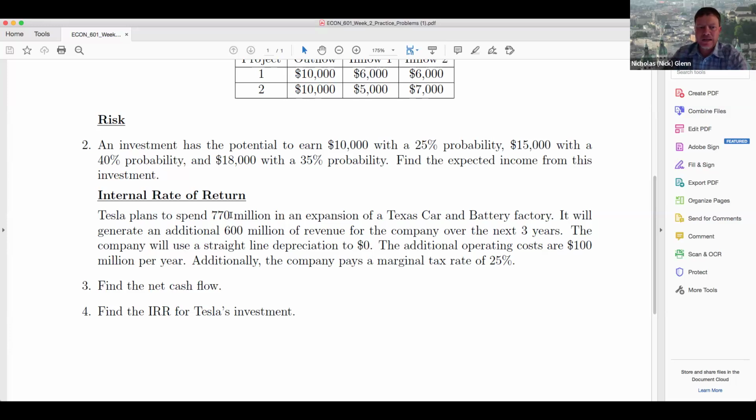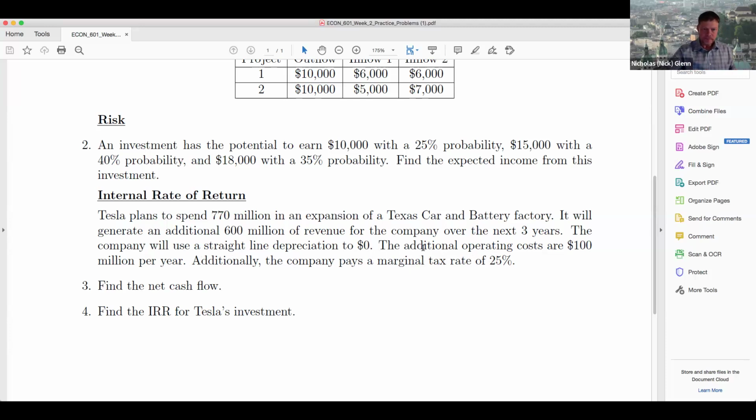So you have to consider this too when they're making a decision whether they want to do this or not. And these additional operating costs if they expand, for the labor, any sort of electricity, any resource, any raw material, will be an additional $100 million per year. Additionally, the company pays a marginal tax rate of 25%. So we have to include that as well.